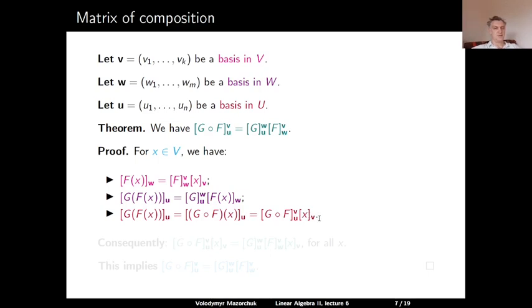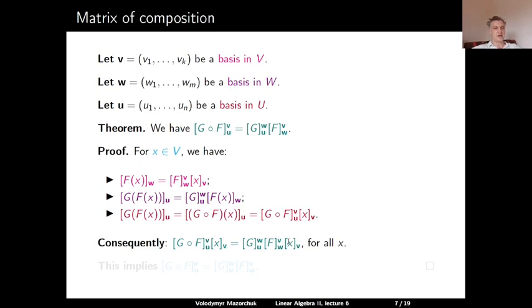So consequently, if we compare these two equalities and plug in the first equality here, we will get that if we take the matrix of the composition of G and F in the bases V and U and multiply with the coordinates of x in the basis V, we will get the same thing as if we take the product of the matrices of G and F and multiply them with the coordinates of the vector x. And this is true for any vector x.